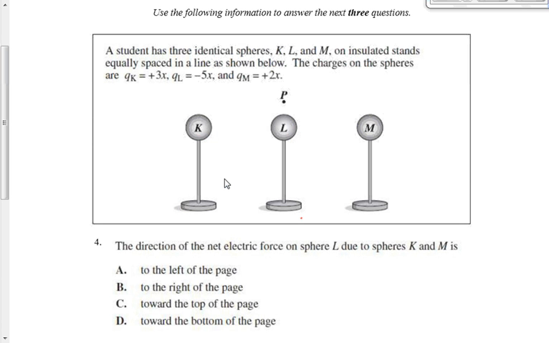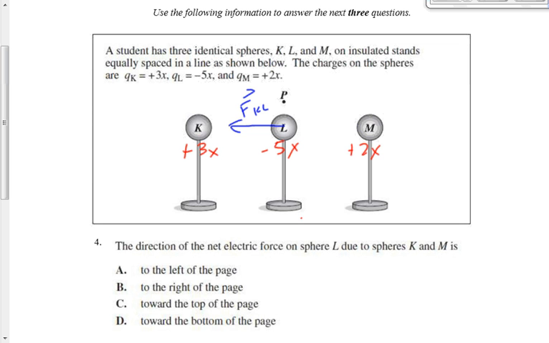All right, sphere K is plus 3x, whatever x is, L is negative 5x, and M is plus 2x. We want to find the net force on sphere L due to K and M. Well, K and L are an attractive force because they're opposites. So the force of K on L is to the left. The force of M on L is also attractive. Which way is it going to act? L is going to be attracted to the right.